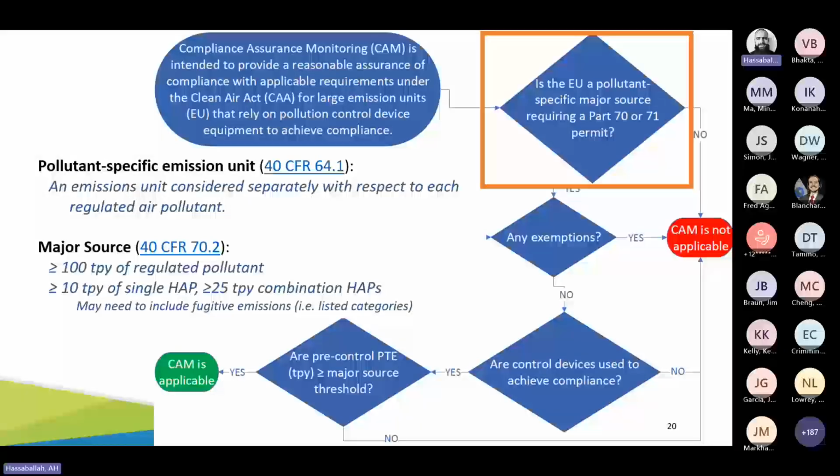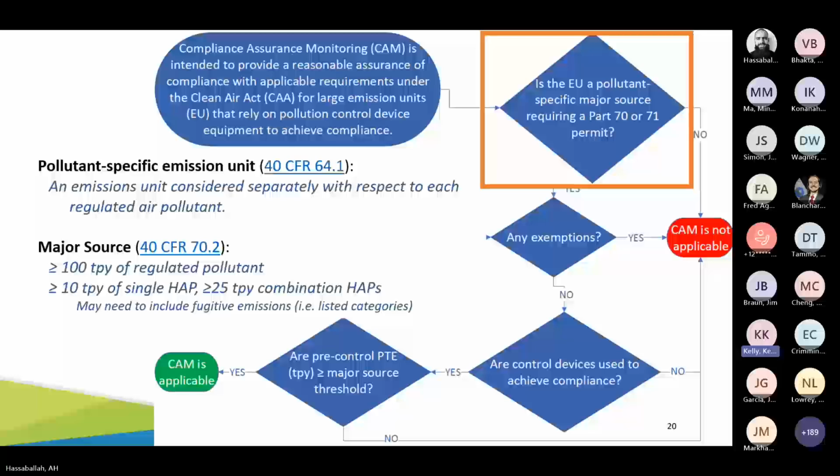Right. So you would consider it for each. You have to define the emission unit. If the limit is on a specific emission unit, so if that emission unit is less than the major source threshold, then it's not subject. You would consider it for each emission unit.